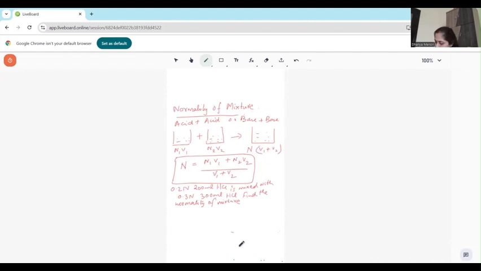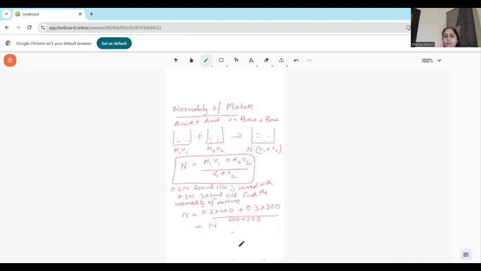So N is equal to what? N1 is 0.2 times 200 plus N2, which is 0.3 times 300, over 200 plus 300. Whatever answer you get, it is expressed in N. This is how you find the normality of a mixture when two acids are mixed together or two bases are mixed together. Remember, this is only for two acids mixing or two bases mixing.